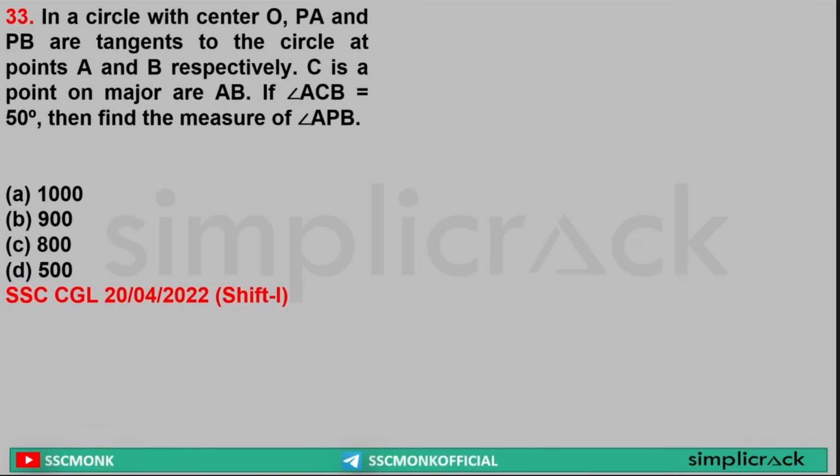Next. In a circle with center O, PA, PB are the tangents to the circle at points A, B. C is the point on the major arc AB. If ACB is 50 degree, then find the measure of APB. So this is the circle. This is point P. PA is the tangent, PB is the tangent. C is a point on the major arc. Let's say this is point C over here. This is point O. ACB is equal to 50 degree.